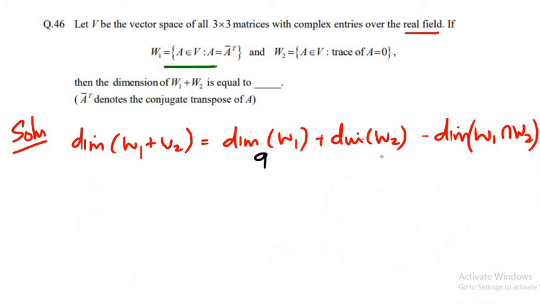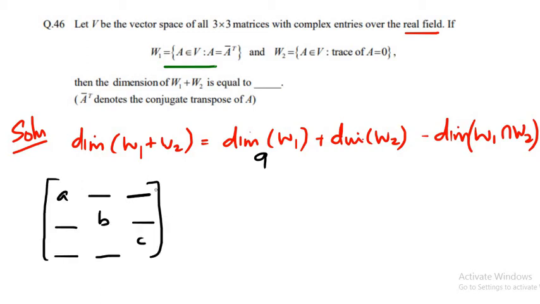And what about W2? When you look at W2, it is the set of 3 by 3 matrices which have trace 0. So you can expect something like this. If you look at the set of all matrices in W2, they have the property that trace of A is 0. So here we have a complex number, maybe a plus bi.